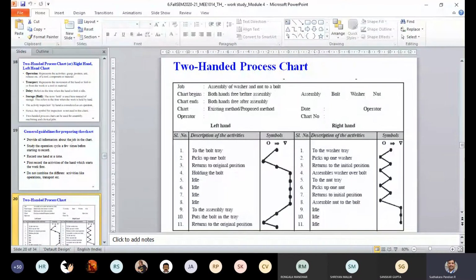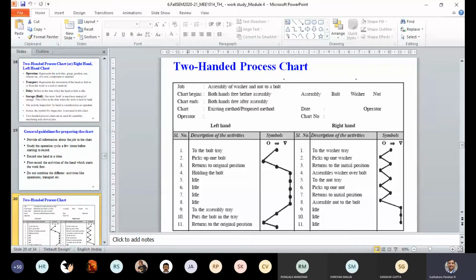So you will get a different diagram, isn't it, for both the left hand as well as right hand. Is this technique clear? Two-handed process chart. Yes, then you have to note down the times also, timing for each category. The time is not mentioned. I will take another example. You will understand how to note down time.